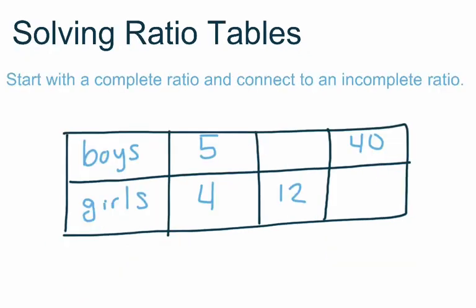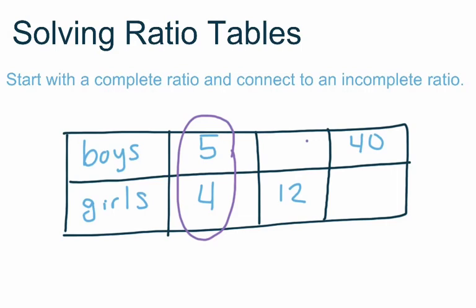Alright, so we're going to go ahead and solve some ratio tables. For this particular example, we are comparing boys to girls. And the way that we fill in these ratio tables is you are always going to start with a complete ratio. That's the only way to do this. So in this particular table, the only place we can start from, at least initially, is at this 5 to 4. We can't start in a place where we don't know.